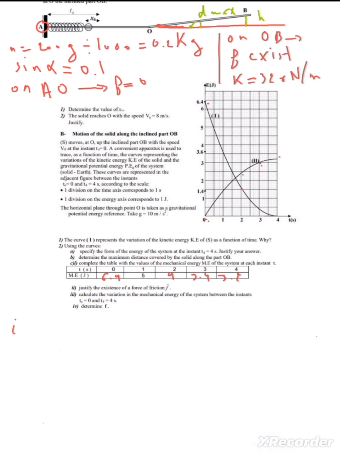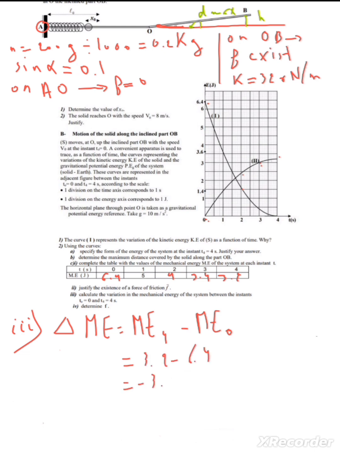Part 3i. Calculate the variation in the mechanical energy of the system between the instant t0 equals 0 and t4 equals 4 seconds. The variation in mechanical energy is delta ME equal ME at t equal 4 seconds minus ME at t equal 0. It's mechanical energy after minus mechanical energy before. So we obtain 3.2 minus 6.4 equal to minus 3.2 joules, delta ME.